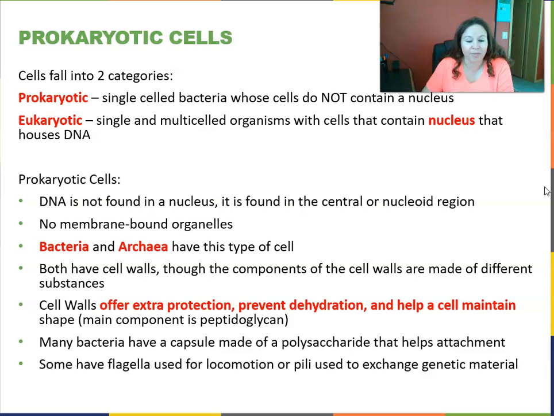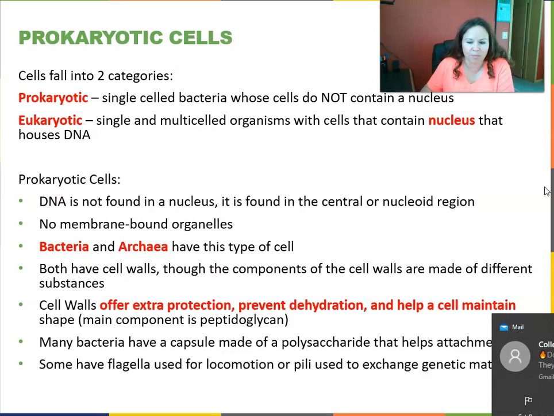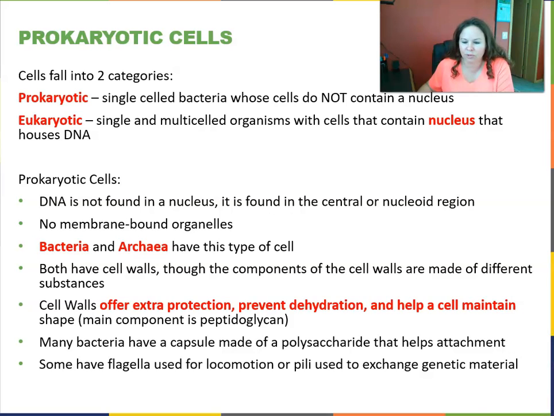Many bacteria will have a capsule made of a type of polysaccharide. Remember, that's a carbohydrate that will help attachment to something like maybe a host cell. And some also have flagella, which is a long whip-like tail that they may use for locomotion. And some may also have other hair-like structures called pili, which they can use to exchange genetic material and also use for attachment as well.